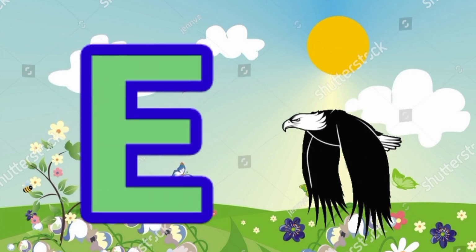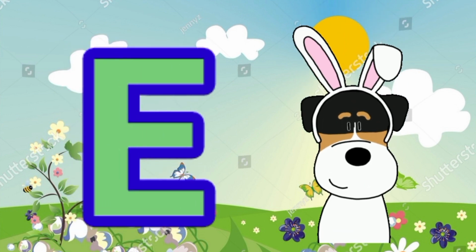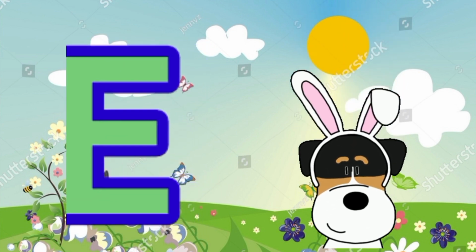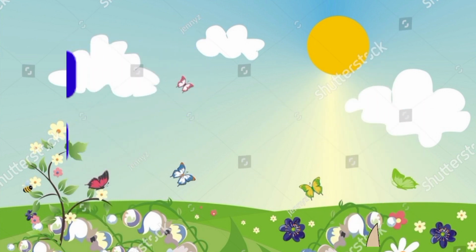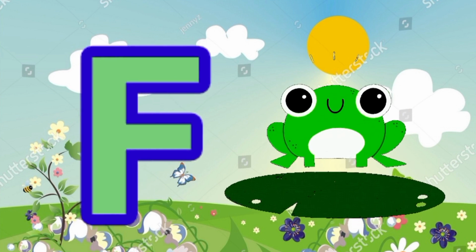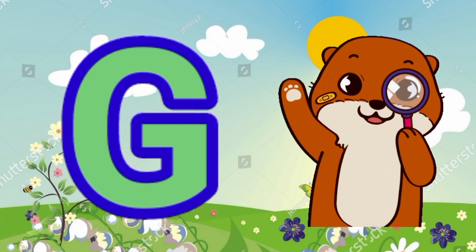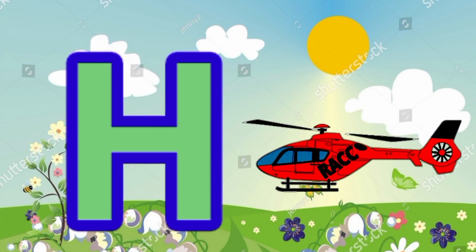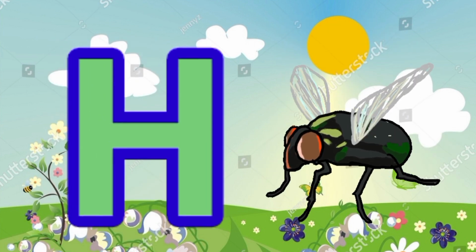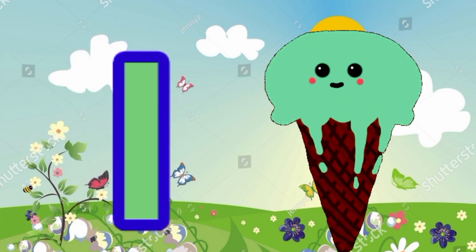E for eagle. E for ears. F for fairy. F for frog. G for glass. H for helicopter. H for housefly. I for ice cream.